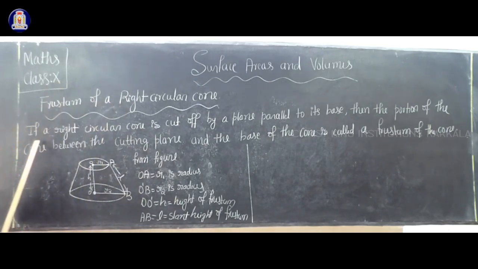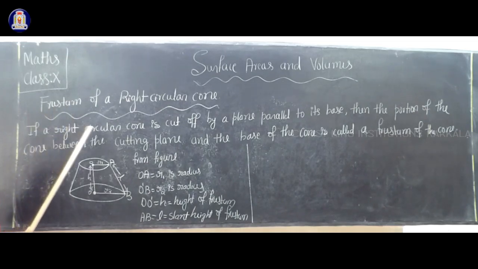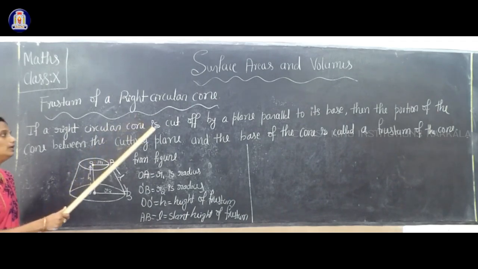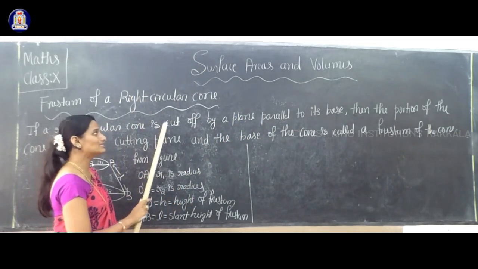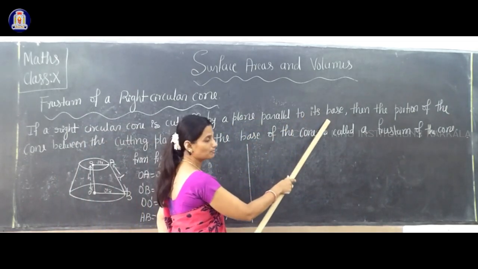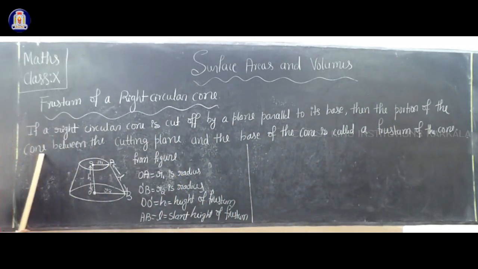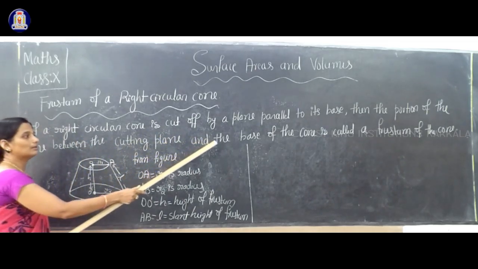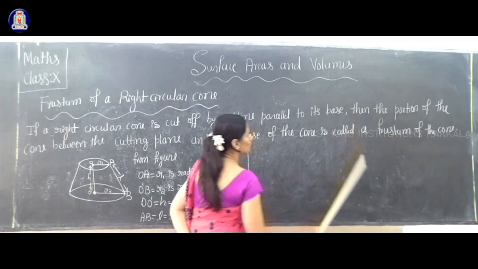The definition given here: if a right circular cone, you have an idea about a circular cone, correct? A cone shape you know, is cut off by a plane parallel to its base, then the portion of the cone between the cutting plane and the base of the cone is called the frustum of the cone.